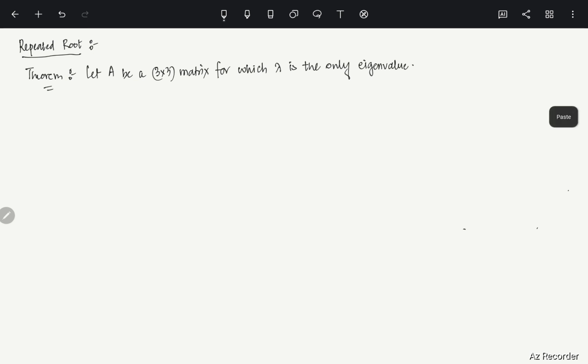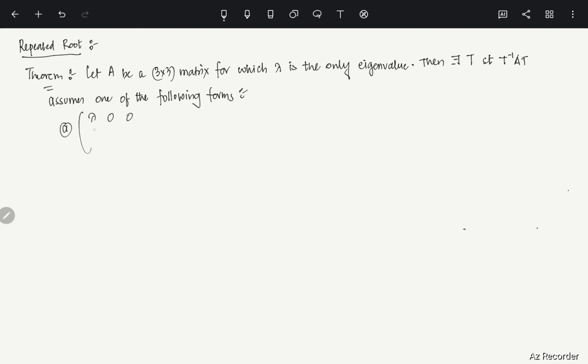Then there exists a transformation T, a change of variable coordinates, such that T inverse A T assumes one of the following forms. So what are the forms? The first form may look like this: lambda 0 0, 0 lambda 0, 0 0 lambda.